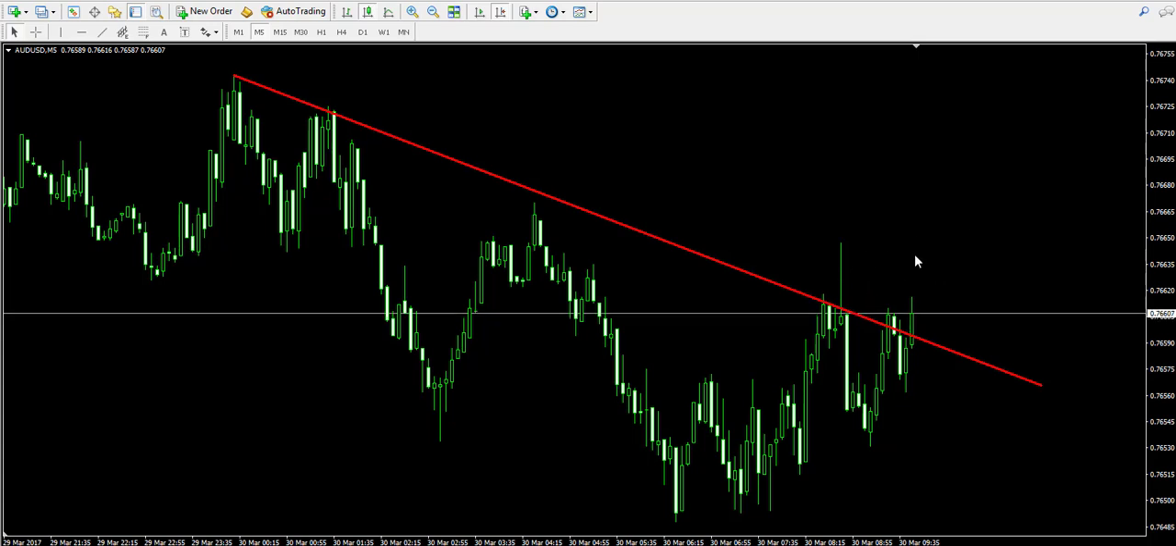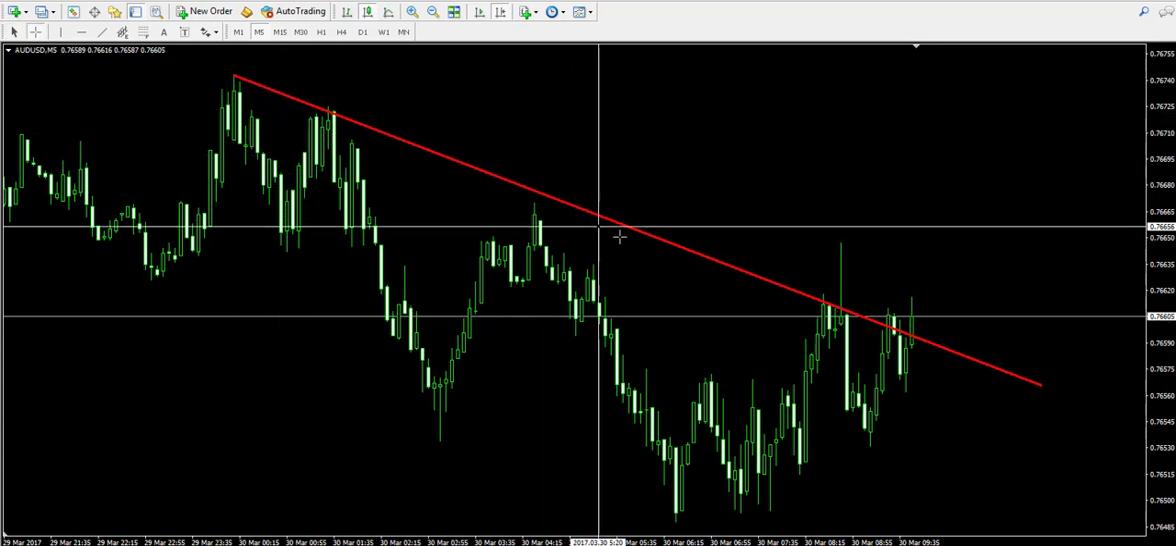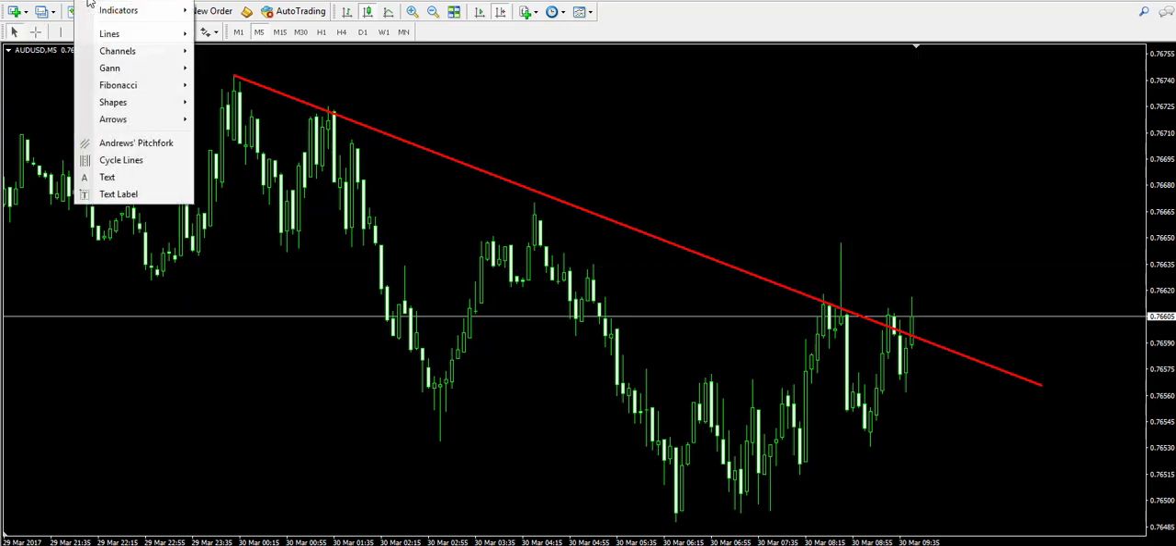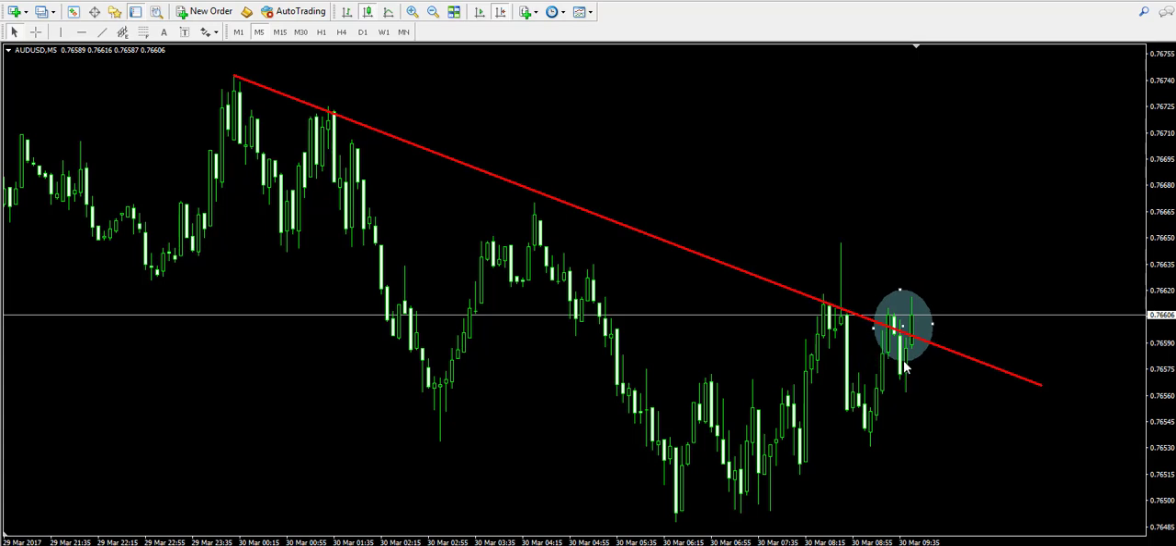So I'm coming back to you with the 5-minute chart of the Australian dollar American dollar forex pair. This is a chart where I see a pure bearish trend which is currently getting broken in bullish direction. Meaning that we might have a very nice opportunity to trade in bullish direction in order to catch potential reversal on the chart.